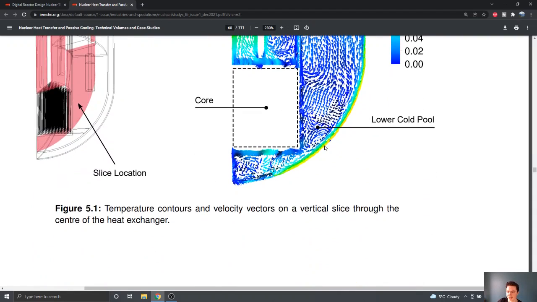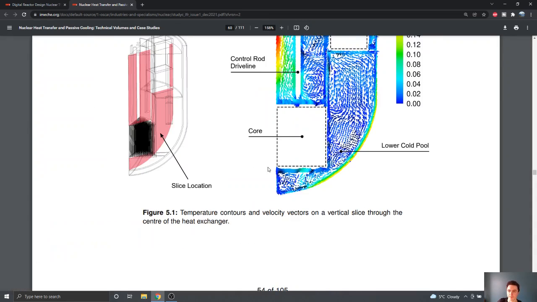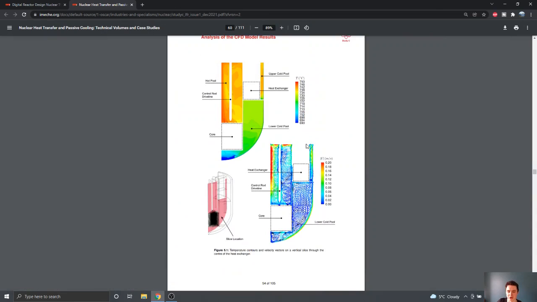And you can see this in the velocity vector plot here as well, where the flow jets down along the outer surface of that reactor vessel, continuously being cooled, and then it's drawn up into the core, but this region right at the bottom is just sitting there and it's hardly moving at all. So those are some really interesting results that we can pull out from this model.